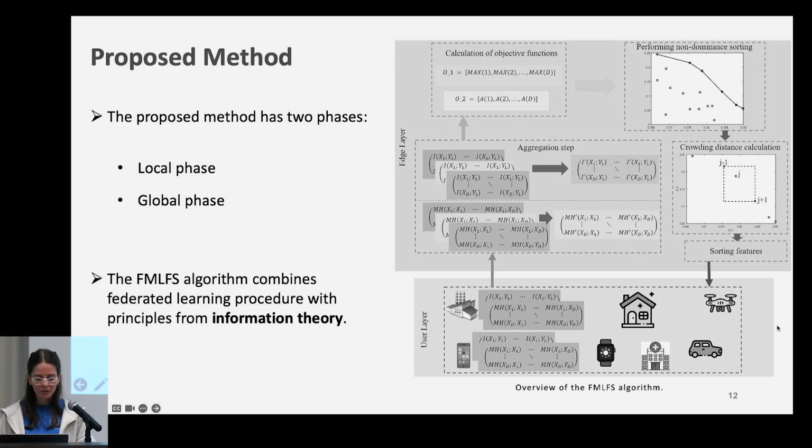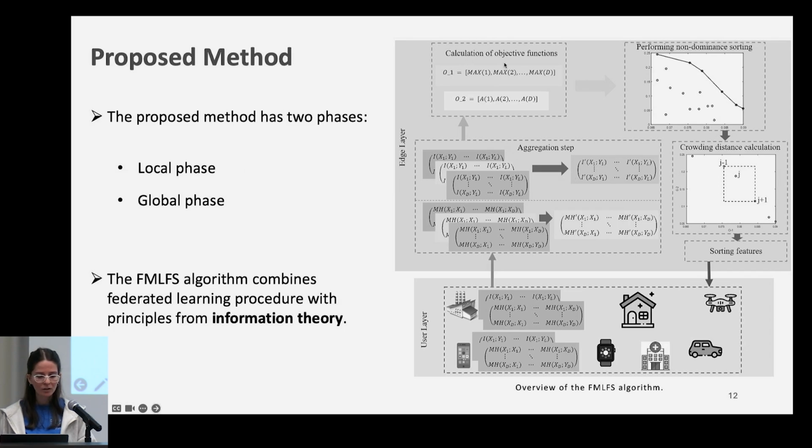At first, in each IoT device, we calculate two matrices using the local data: the mutual information matrix and the correlation distance matrix. After calculating these two matrices in all the IoT devices, we send them to the edge server. In the edge server, we aggregate the received mutual information matrices from all devices to find the global mutual information matrix, and then we aggregate the correlation distance matrices that we receive from the IoT devices to obtain the global correlation distance matrix.